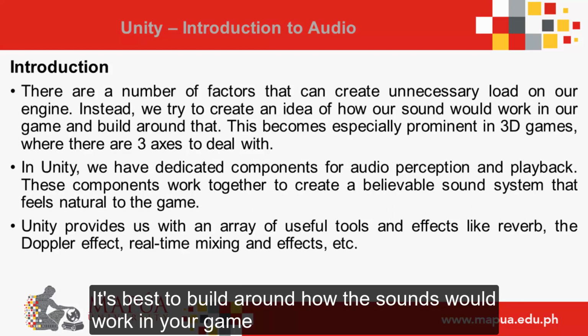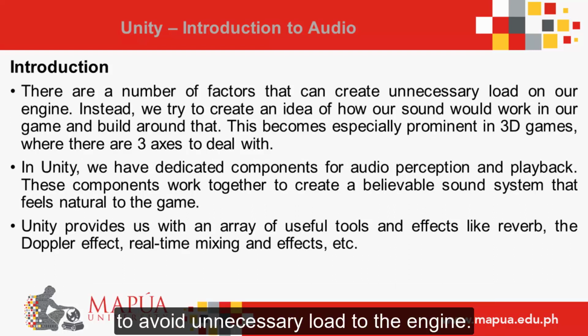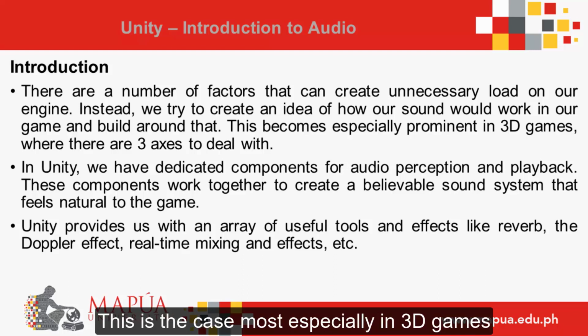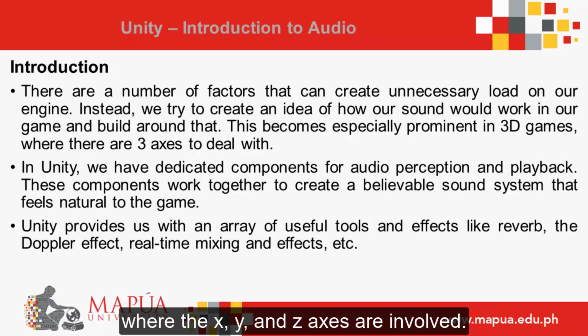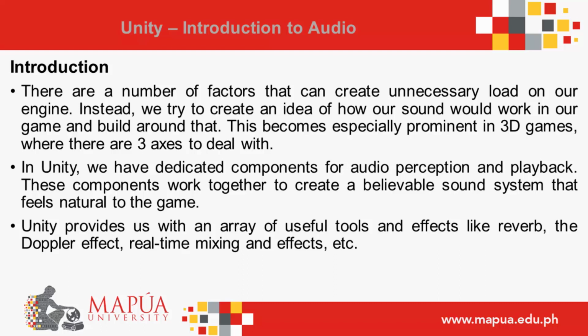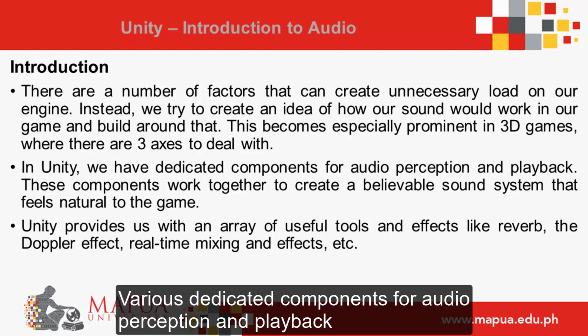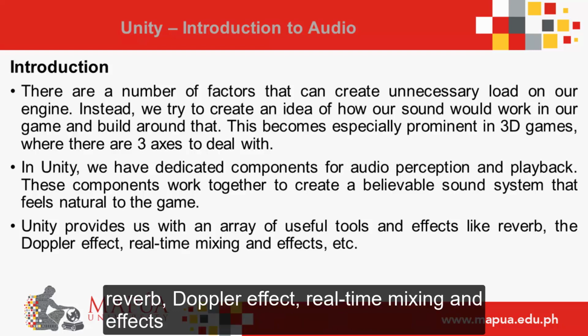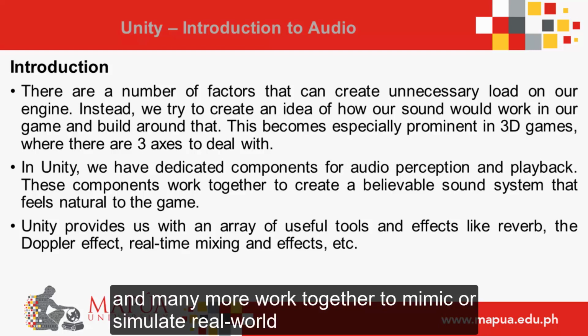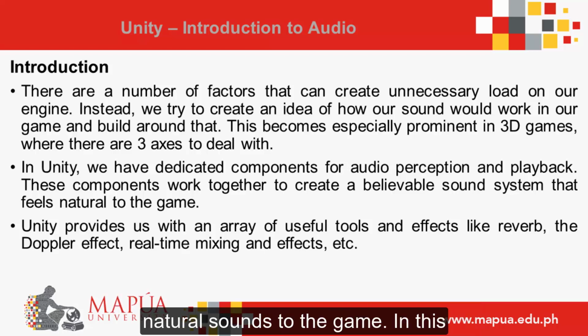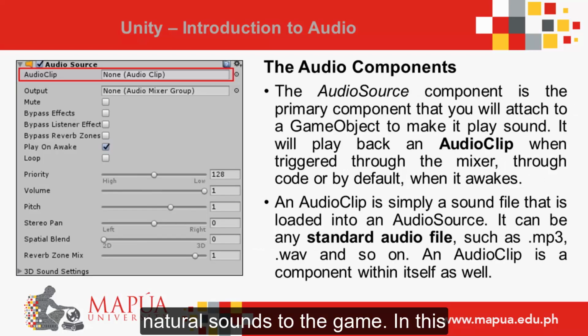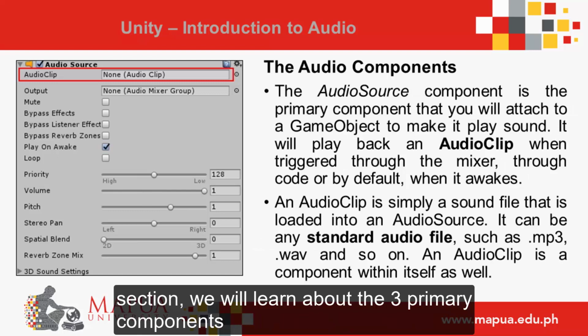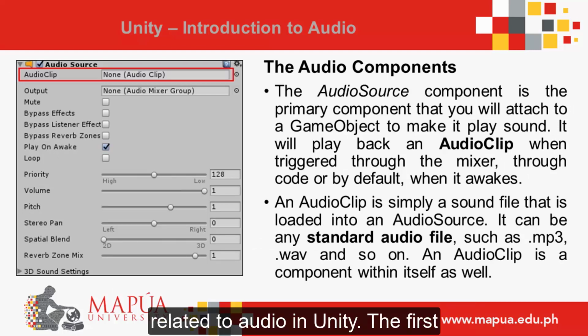It's best to build around how the sounds would work in your game to avoid unnecessary load to the engine. This is the case most especially in 3D games where the X, Y, and Z axes are involved. Various dedicated components for audio perception and playback are available in Unity. Features like reverb, Doppler effect, real-time mixing and effects, and many more work together to mimic or simulate real-world, natural sounds to the game. In this section, we will learn about the three primary components related to audio in Unity.